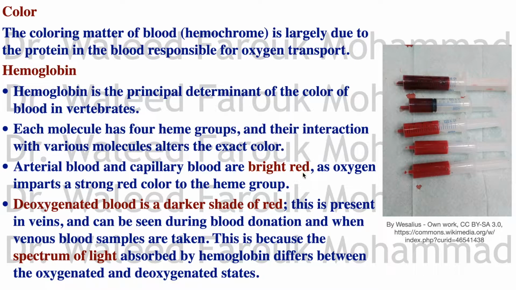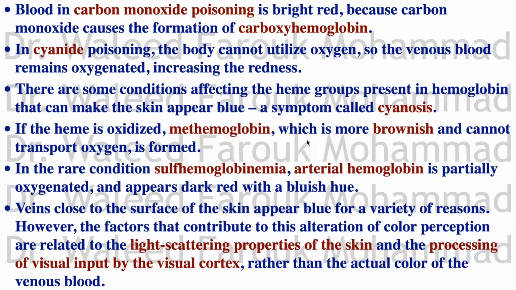The difference in colors between the oxygenated and deoxygenated blood, or the arterial and venous blood, is due to the fact that the spectrum of light absorbed by hemoglobin differs between oxygenated and deoxygenated forms. Also, some other factors affect the color of the blood, like carbon monoxide poisoning, for example. With the formation of carboxyhemoglobin, the bright red color of the blood is there. Also, in cyanide poisoning, because the cyanide poisoned patient cannot utilize oxygen anymore, the venous blood remains oxygenated, so increasing the redness instead of being dark.